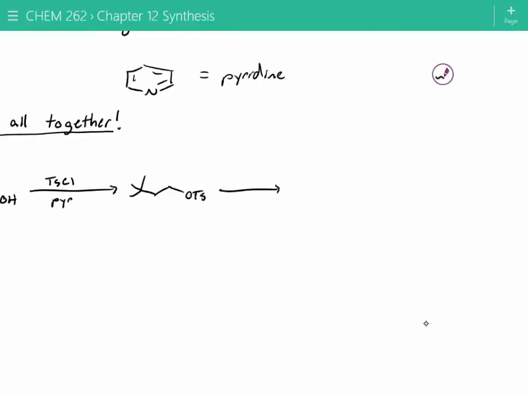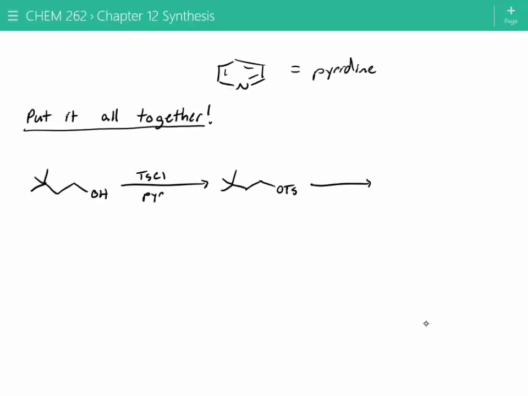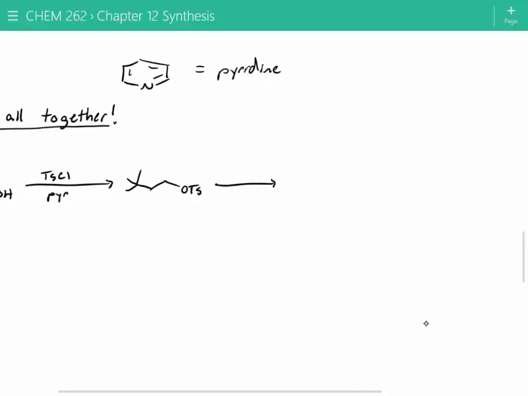Now in our next step, we need some sort of base. Should I use something like sodium hydroxide here? Yeah, because it's a primary electrophile too, we would get some substitution. So we need a non-nucleophilic base. It doesn't really matter which one you use. I'll just say DBU, because we know that that one will only do elimination reactions. It won't do any substitution.